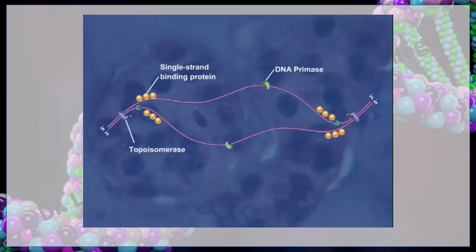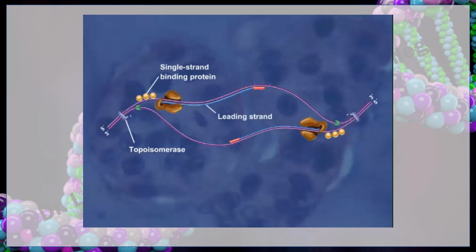RNA primers are synthesized by the enzyme called DNA primase. To make the two leading strands, single primers are synthesized at the origin. DNA polymerase III then extends each primer by synthesizing a daughter strand of DNA in the 5' to 3' direction as it moves toward the replication fork.